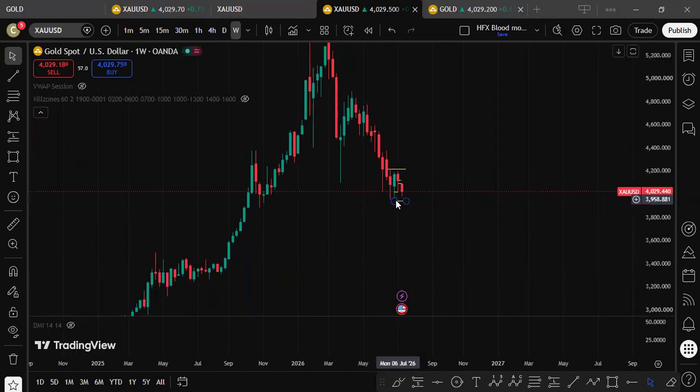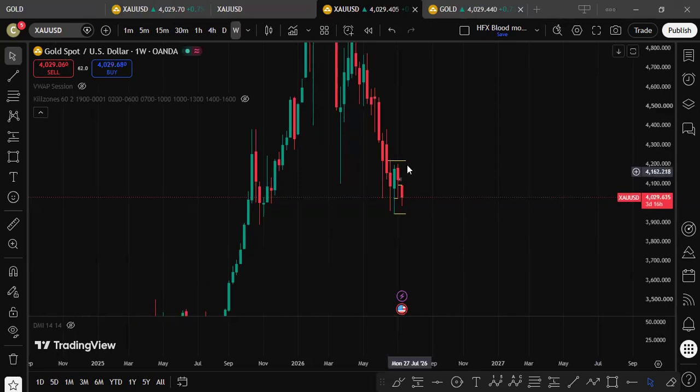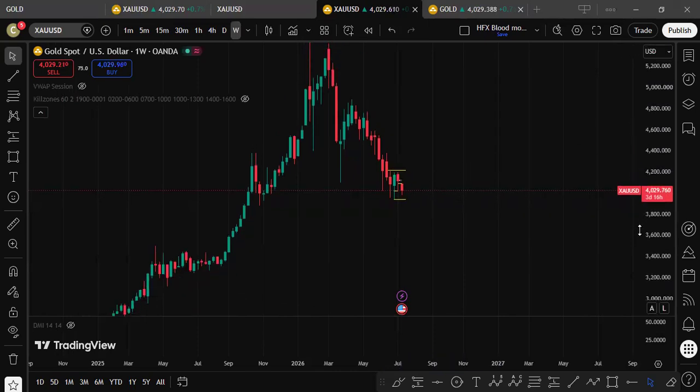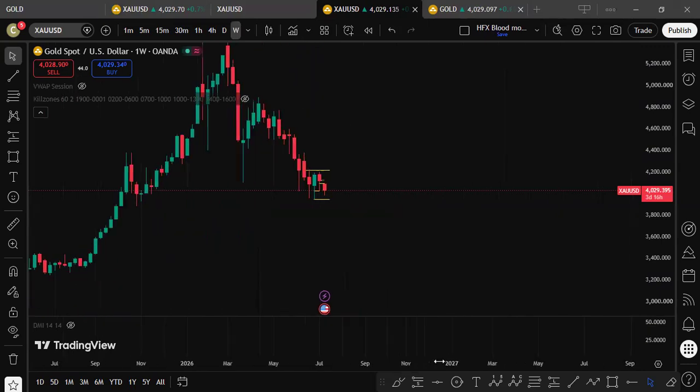If I draw this, okay, this was Friday. This is a new week. This was last week, right? First of all, it was a bearish week, closing almost half of the candle. So there was a need for it to still drop down before.